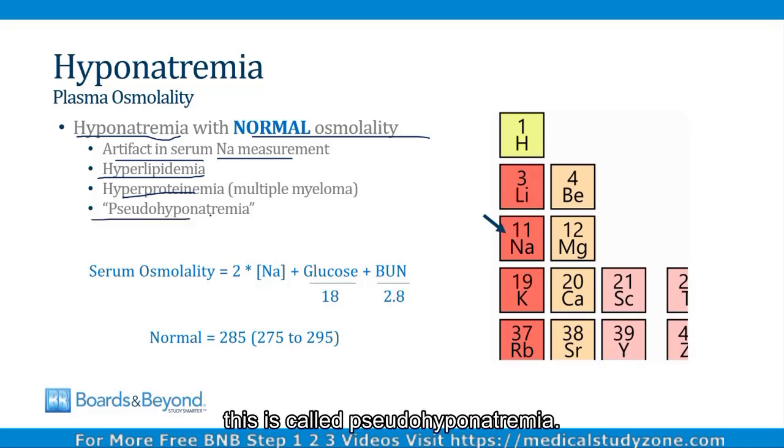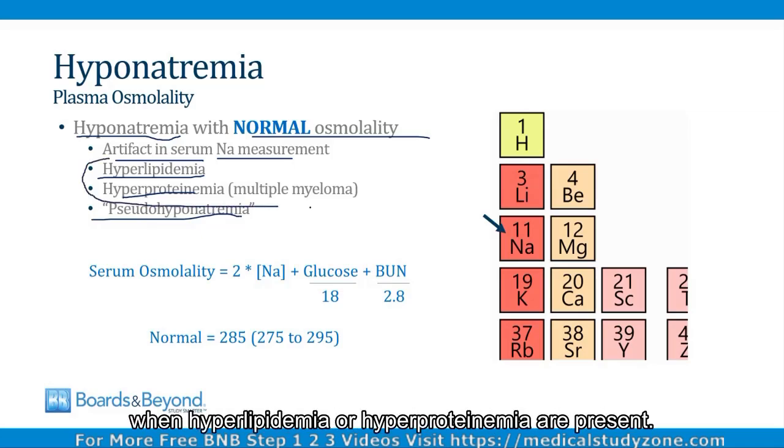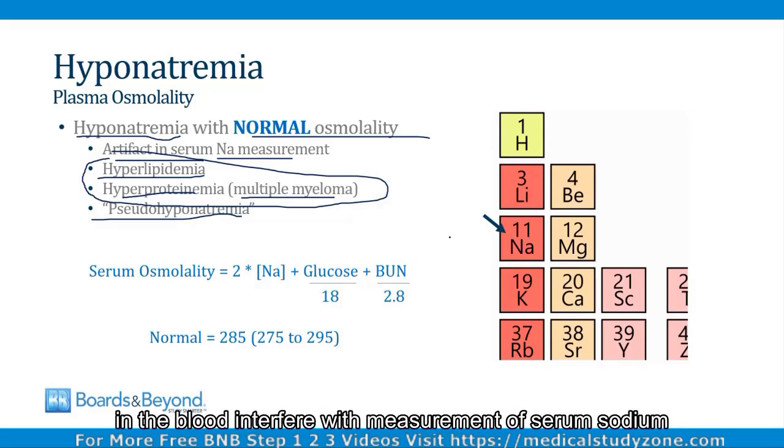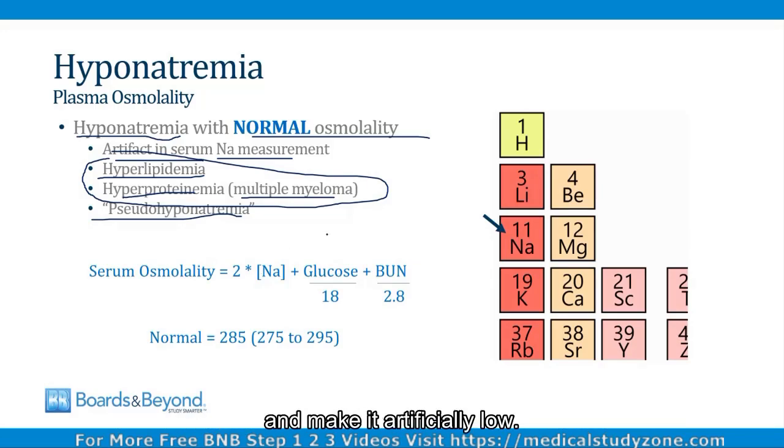This is called pseudo-hyponatremia. The patient really does not have hyponatremia. It's an artifact of measuring the sodium level when hyperlipidemia or hyperproteinemia are present. And of course, multiple myeloma is the classic pathologic condition where high protein levels in the blood interfere with measurement of serum sodium and make it artificially low.